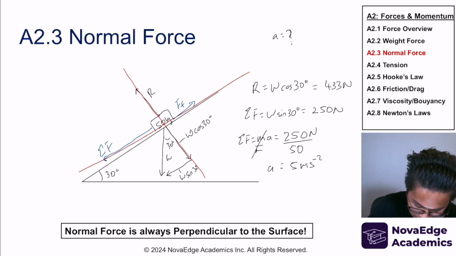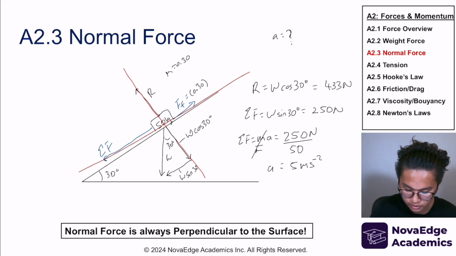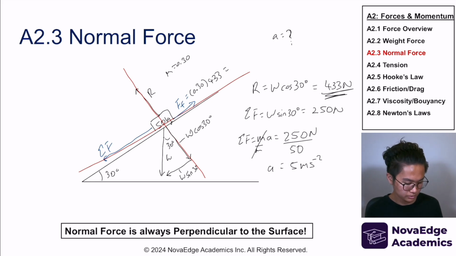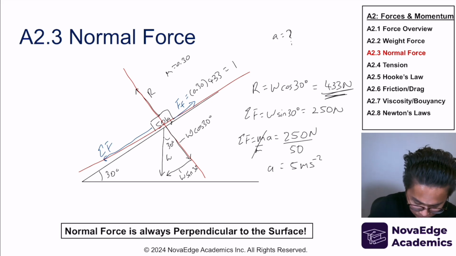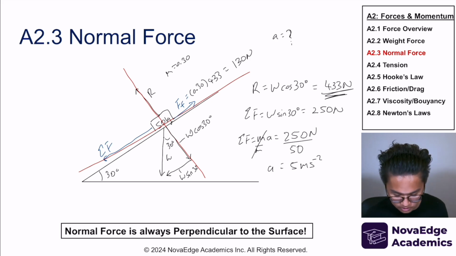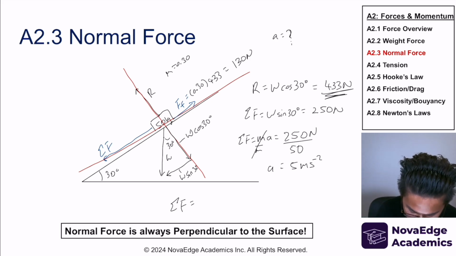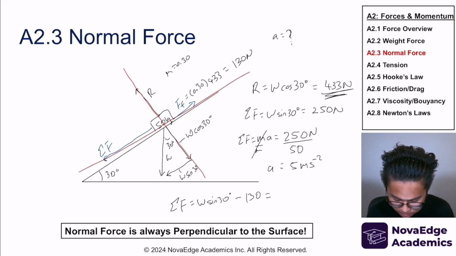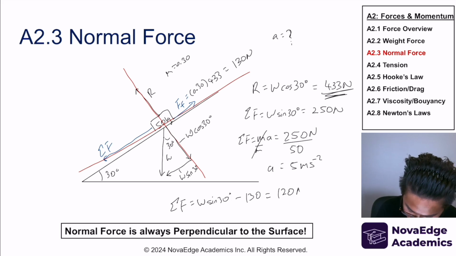It will always go in the opposite direction of the object's travel. So if there's a friction force here, and let's say that mu is equal to 0.3, I can calculate that this is 0.3 times R. And I already know R is equal to 433, right? So 433 times 0.3 is 130 newtons. Okay? So that means the net force is equal to W sine 30 minus the friction force, which is 130. And that's going to be equal to 250 minus 130, which means it's 120 newtons.